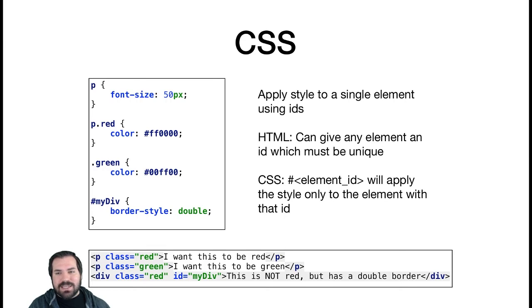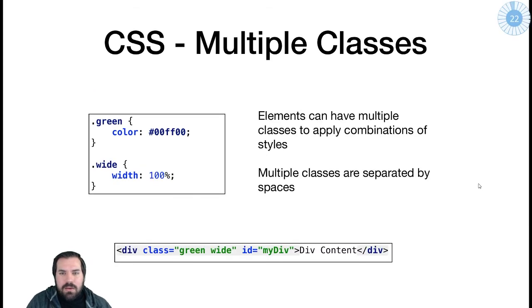Which really makes CSS pretty finicky at times, trying to get everything exactly right, especially when you're importing a library. Like, I like to use Bootstrap on my pages, so I'll import Bootstrap CSS and then also add my own CSS to it, and the library and my CSS are often fighting against each other. It can be a pain to get CSS to do exactly what you want. And you can have multiple classes, separated by a space. So this div has the class green and the class wide, so we can apply two different stylings to it.